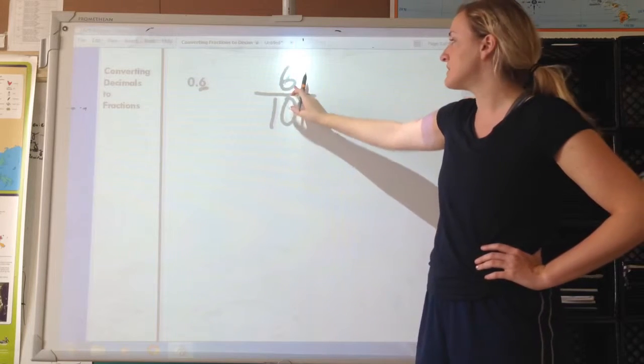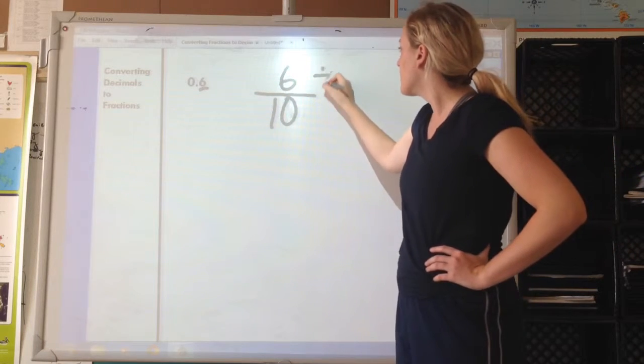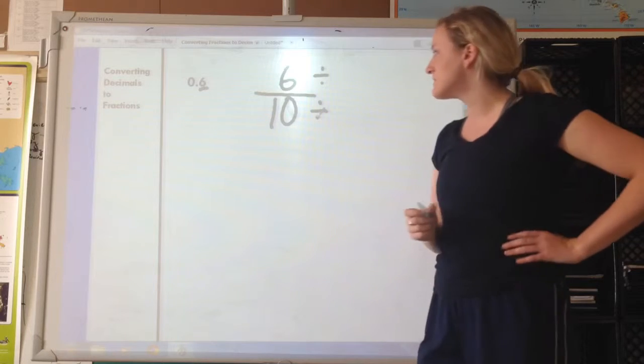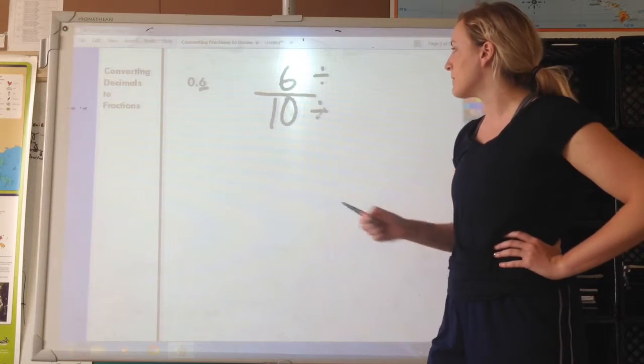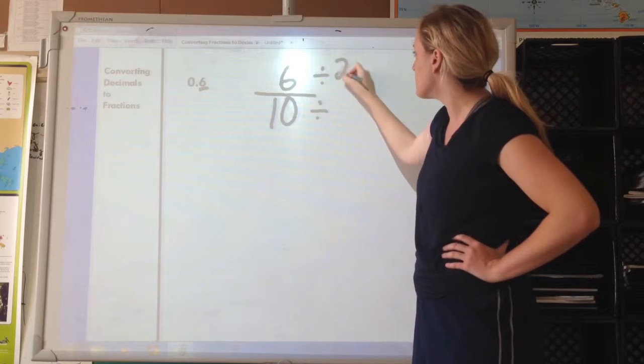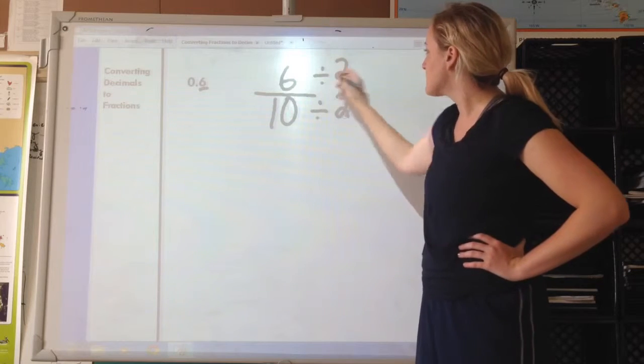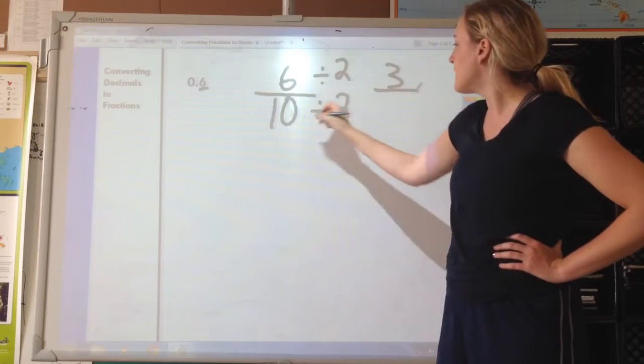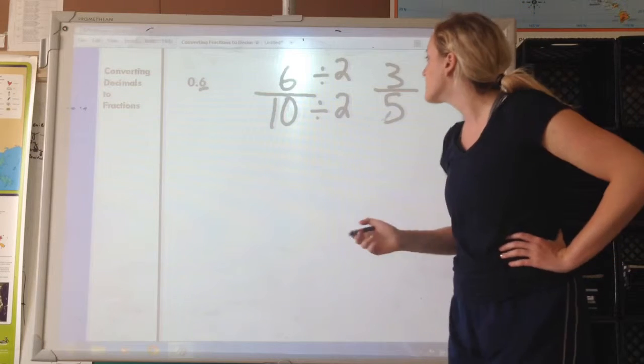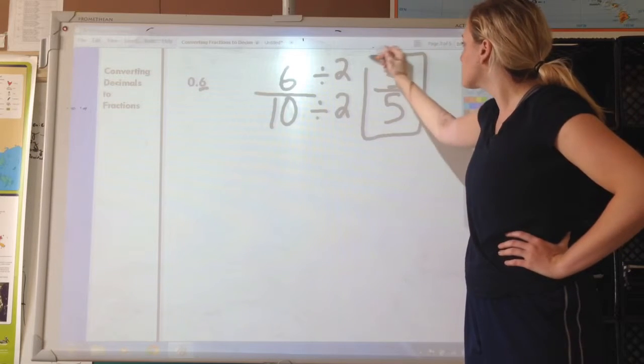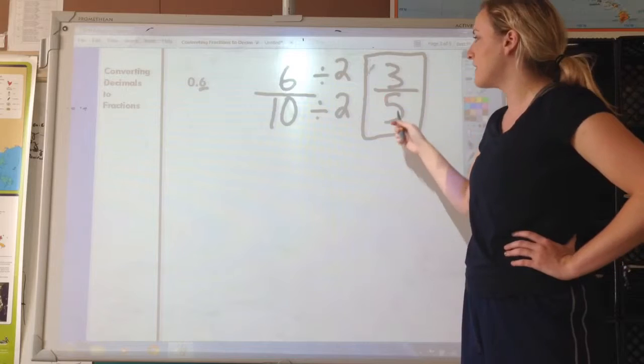My last step is just to simplify this out. And I know that when I simplify fractions, I divide top and bottom by the same number. Both of these numbers are divisible by 2. 6 divided by 2 is 3. 10 divided by 2 is 5. 0.6 rewritten as a fraction is 3/5.